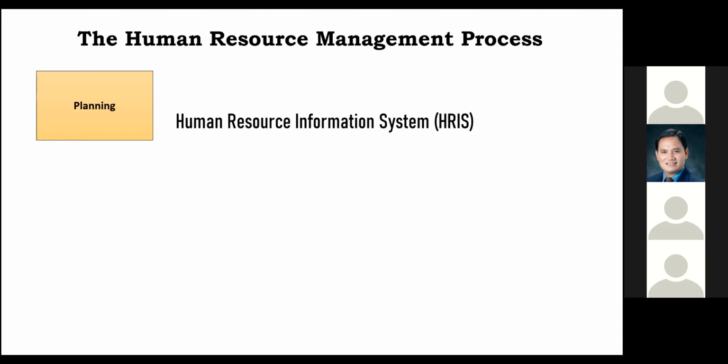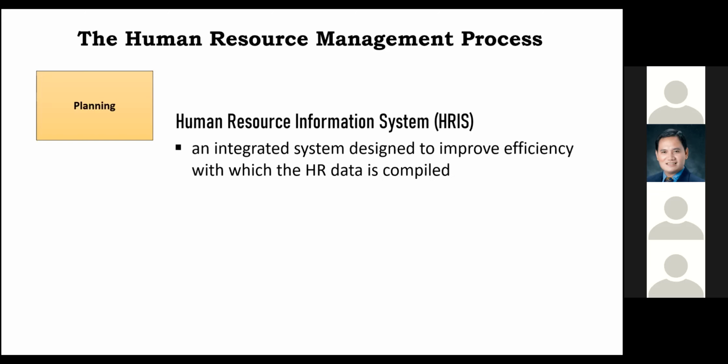To facilitate our HRP, we need to have some kind of an HRIS, or the Human Resource Information System. What is this? It is an integrated system designed to improve the efficiency with which HR data is compiled. So for the DOTr, pre-pandemic, we created this through the assistance of a consultant. Right now, during the pandemic, because of work from home, we were required to log our official business, OB, passes through a system that we also call HRIS. So let me just take you to an example.